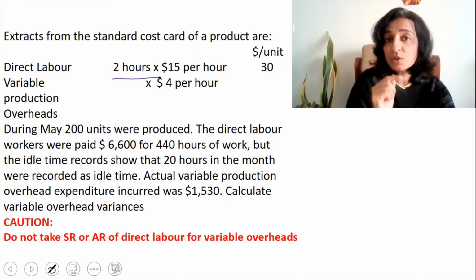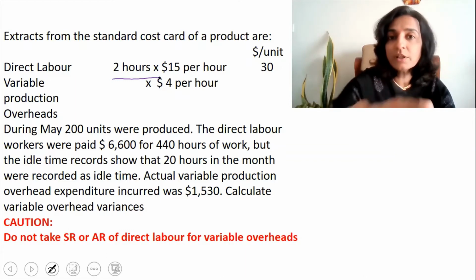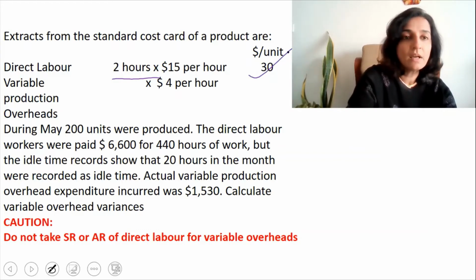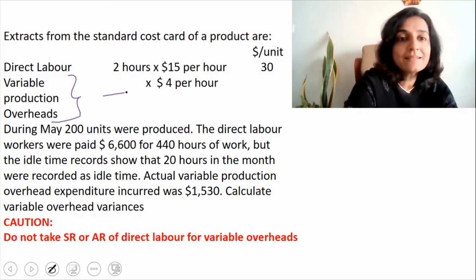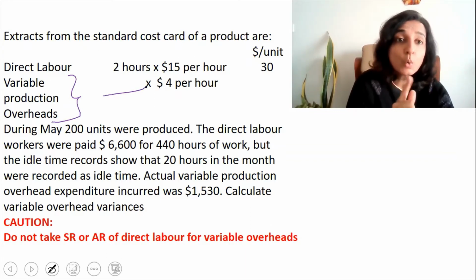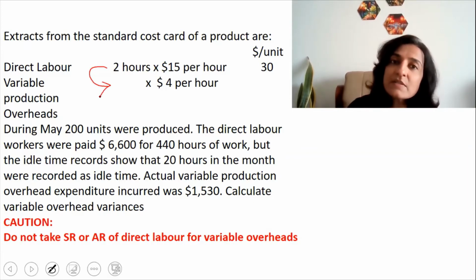What is this 2 hours? 2 hours is the time taken for making 1 unit. Multiplied by $15 gives a direct labor cost of $30 per unit. Now variable production overheads, the hours are missing. What does that mean? Is the question incomplete? No, it is the standard hours of direct labor, which is the standard hours for variable production overheads also.